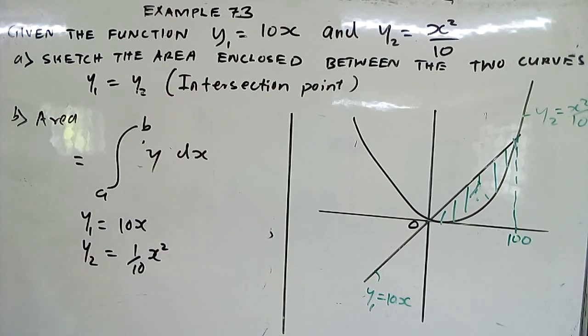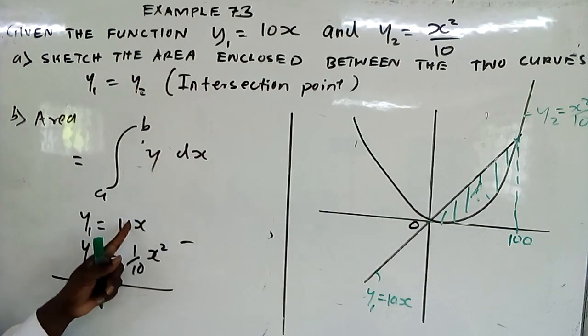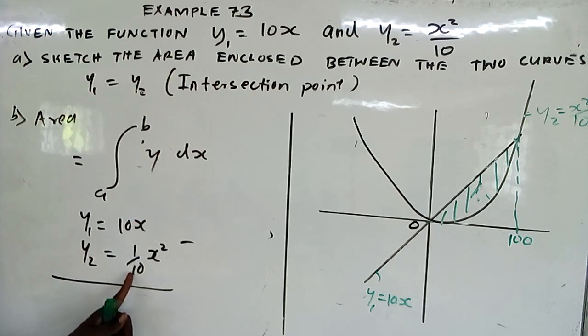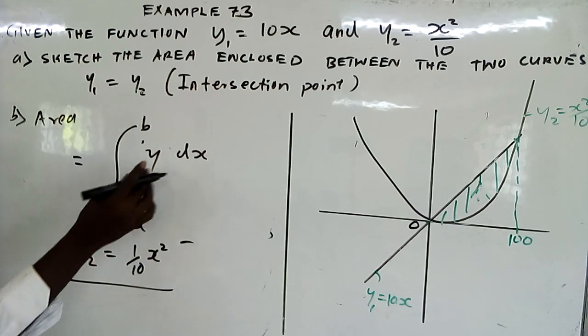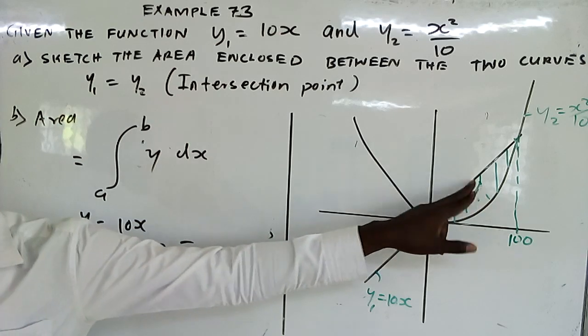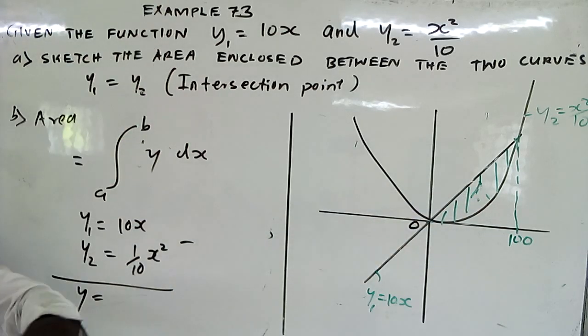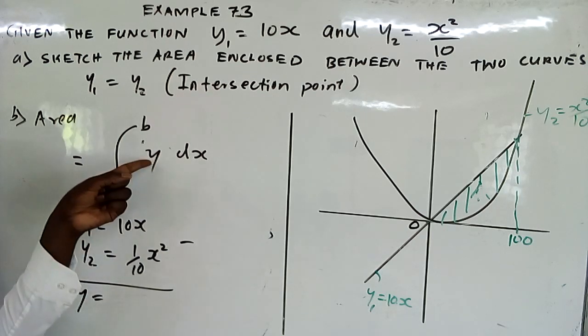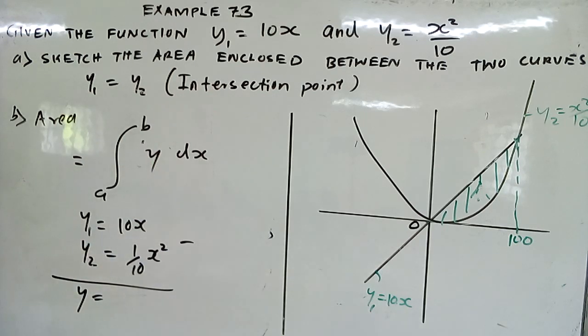Are we together? So for you to get the curve defining that area, it is the curve in the upper region minus the curve in the lower region. Meaning y1 minus y2 gives you y. That y is now the curve defining that area. It is the upper curve minus the lower curve. So y1 minus y2, you get the y you are looking for. Is that okay? Good.